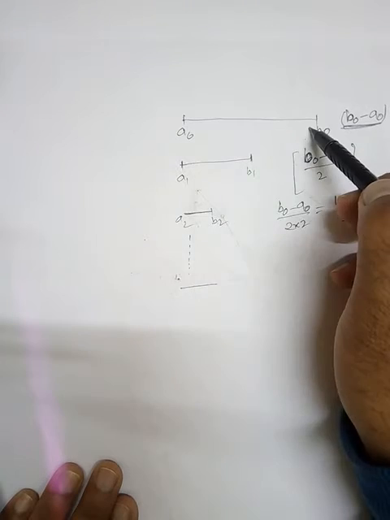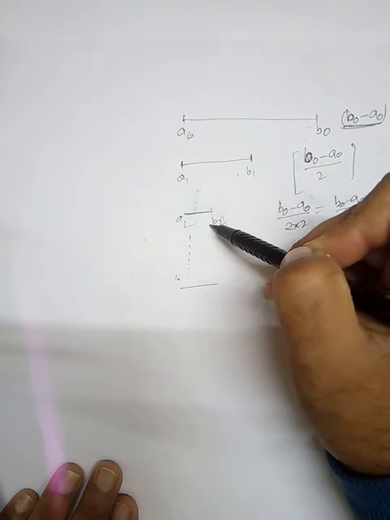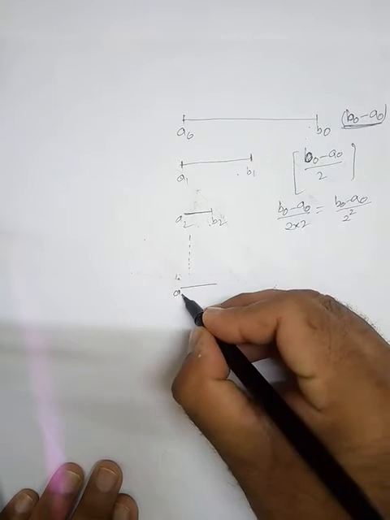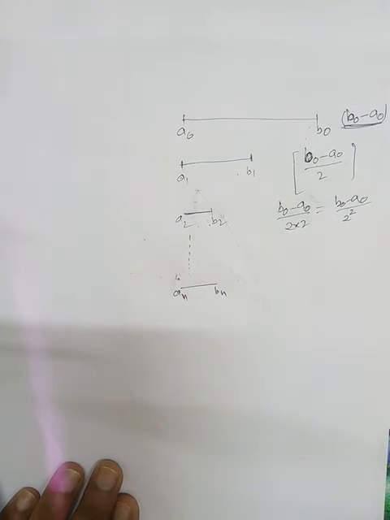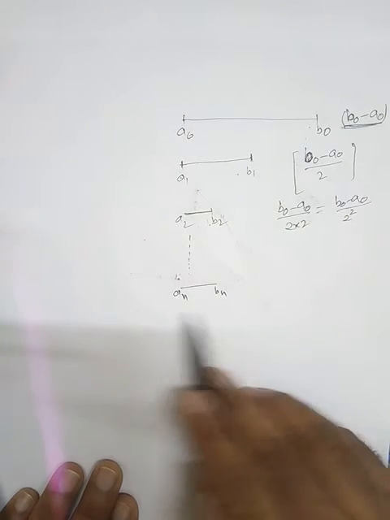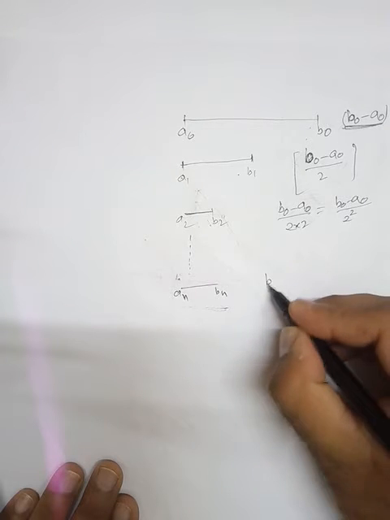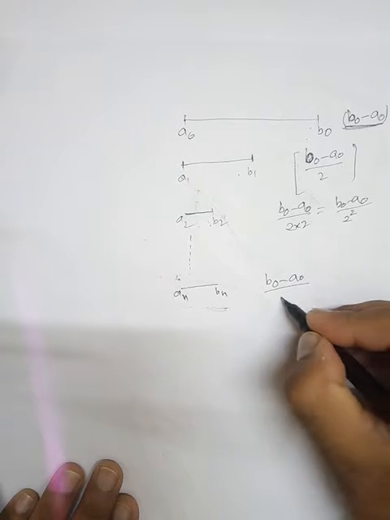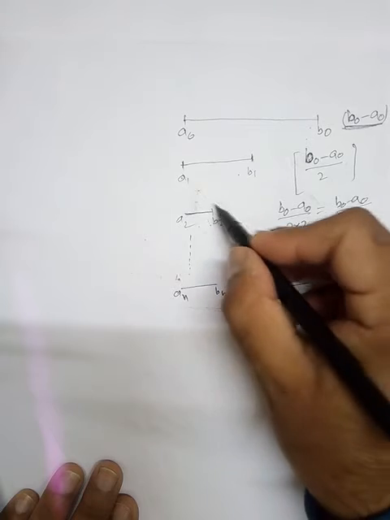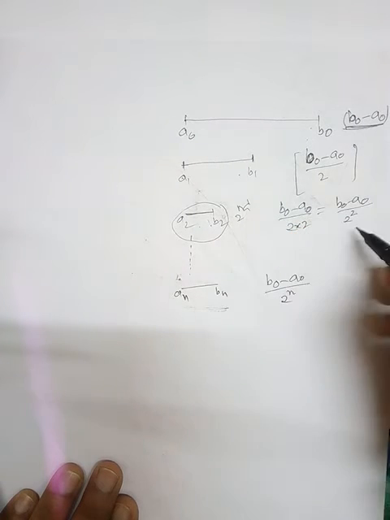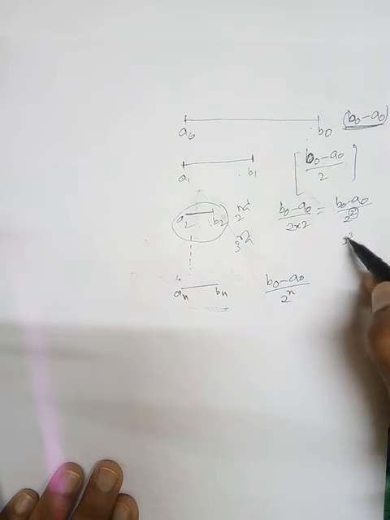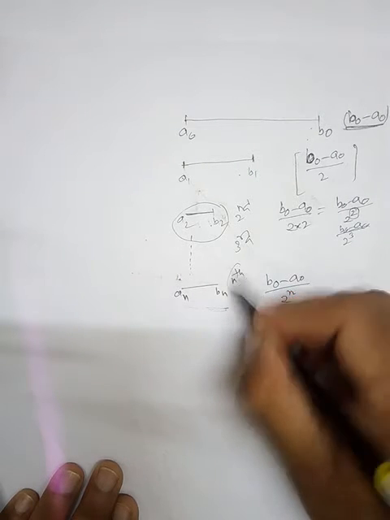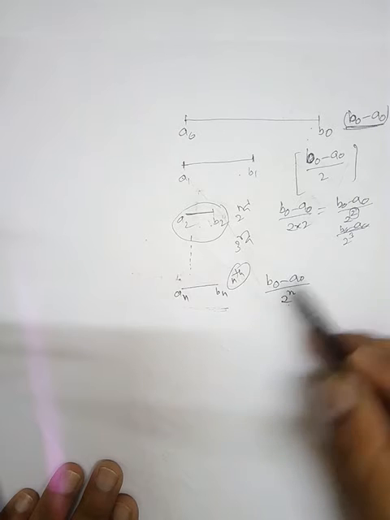So this is the first initial interval, this is after the first iteration, this is after the second iteration, and after n number of iterations, suppose we have the interval an bn. What will be the length of this interval? It will be b naught minus a naught by 2 raised to the power n. Because after the second interval we get 2 raised to the power 2, after the third we get 2 raised to the power 3, so after nth we get b naught minus a naught by 2 raised to the power n.